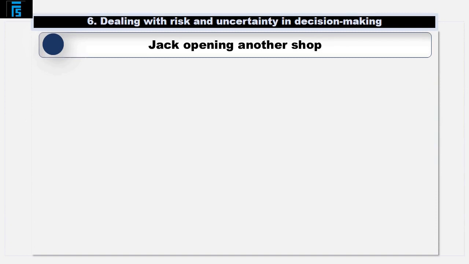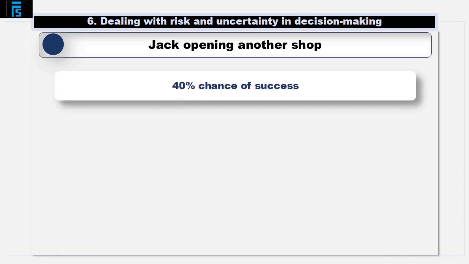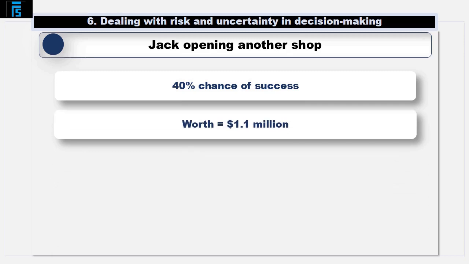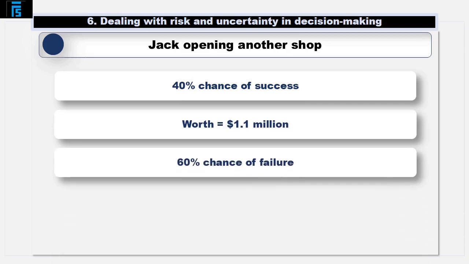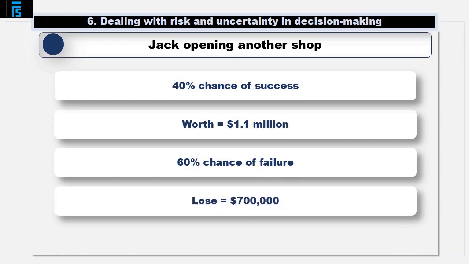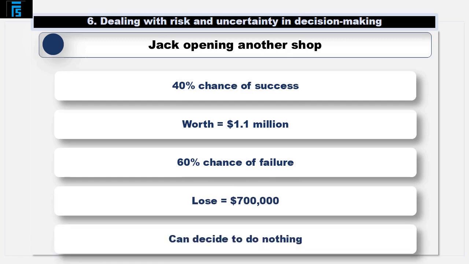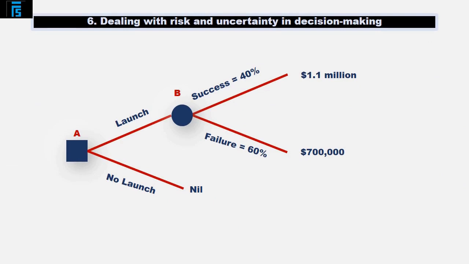Jack is considering opening another sandwich shop. He thinks from experience there will be a 40% chance that the new shop will succeed, in which case it will be worth $1.1 million. If he launches a new shop but it's ultimately unsuccessful, it will lose him $700,000. He could, of course, decide to do nothing. He could firstly draw this out as a decision tree. Let's assume for these purposes Jack is risk neutral.